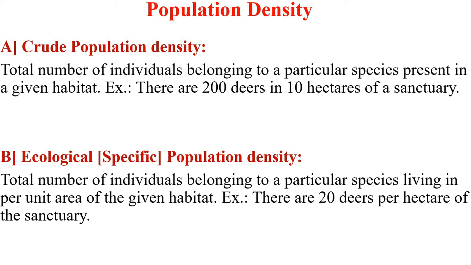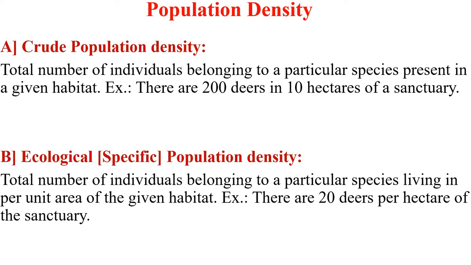Second one, that is ecological or specific population density, which is nothing but total number of individuals belonging to a particular species living per unit area of a given habitat.